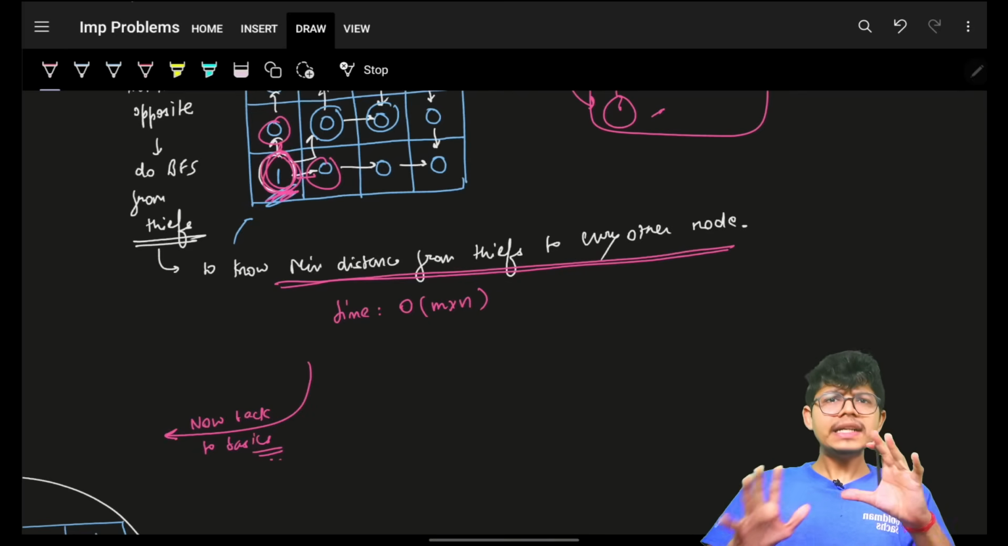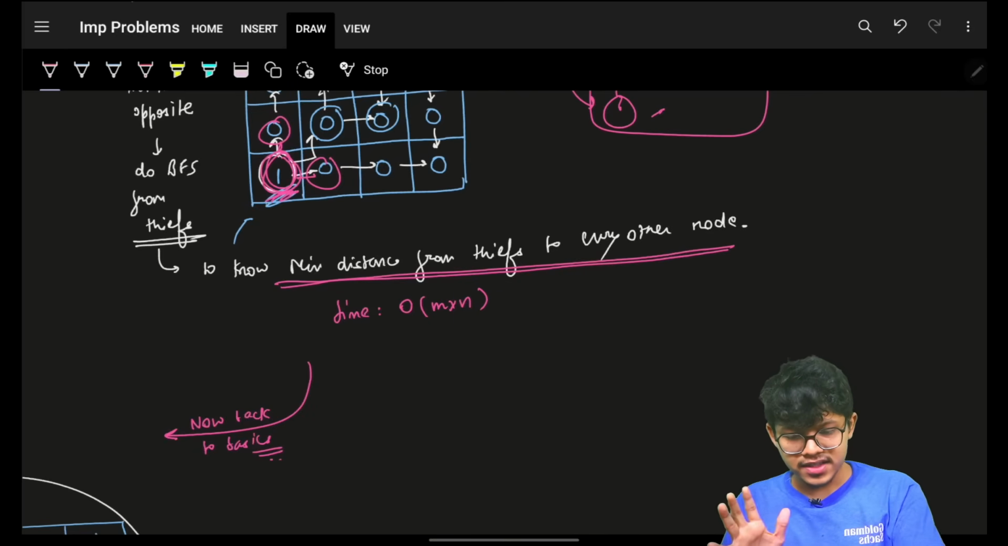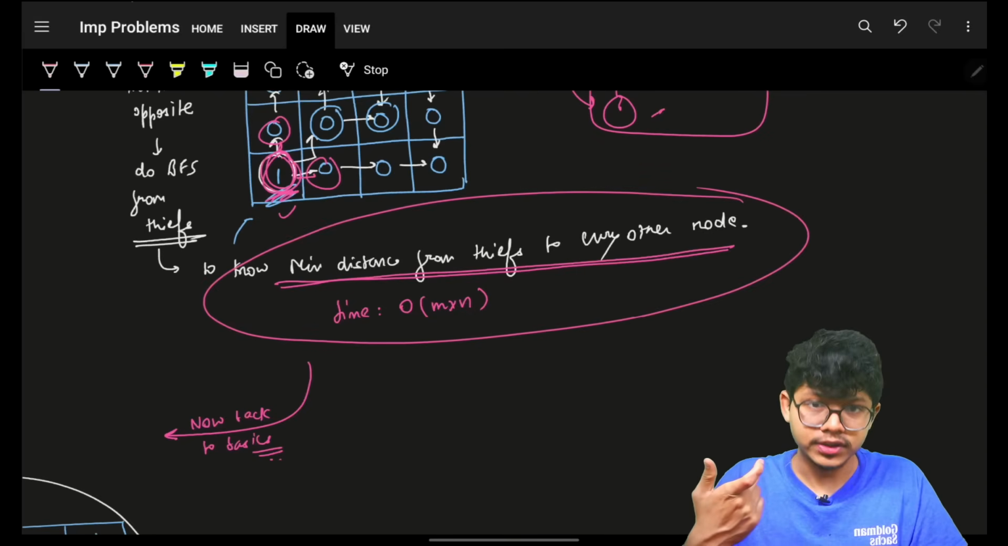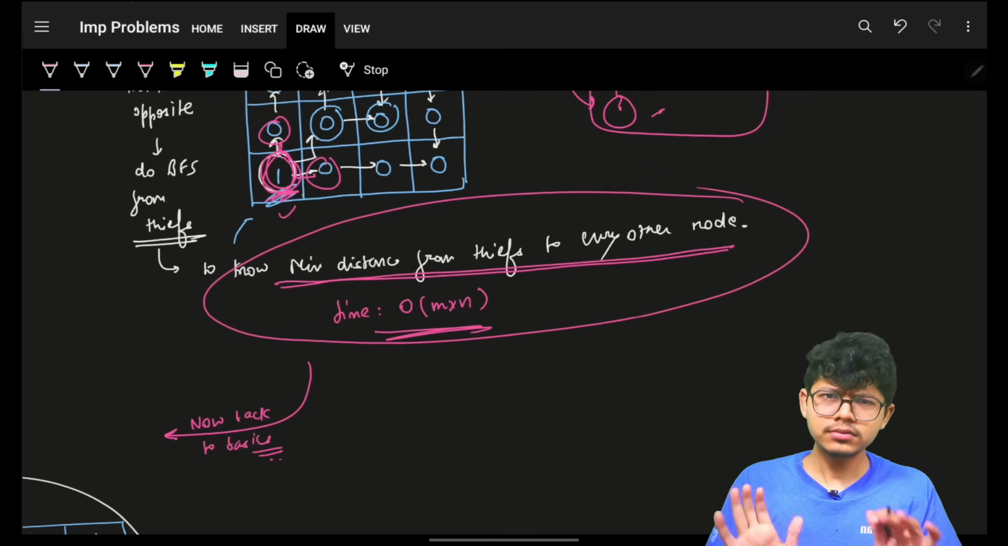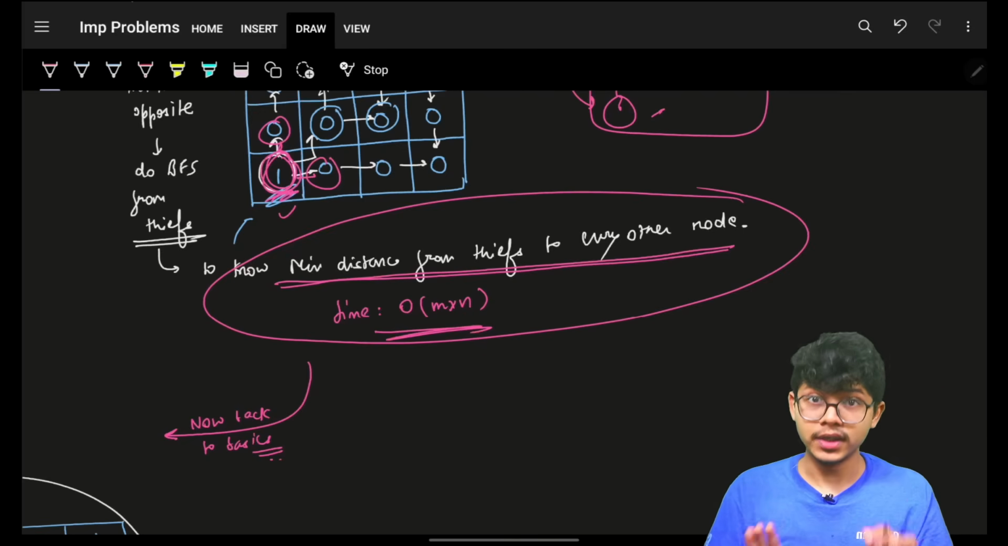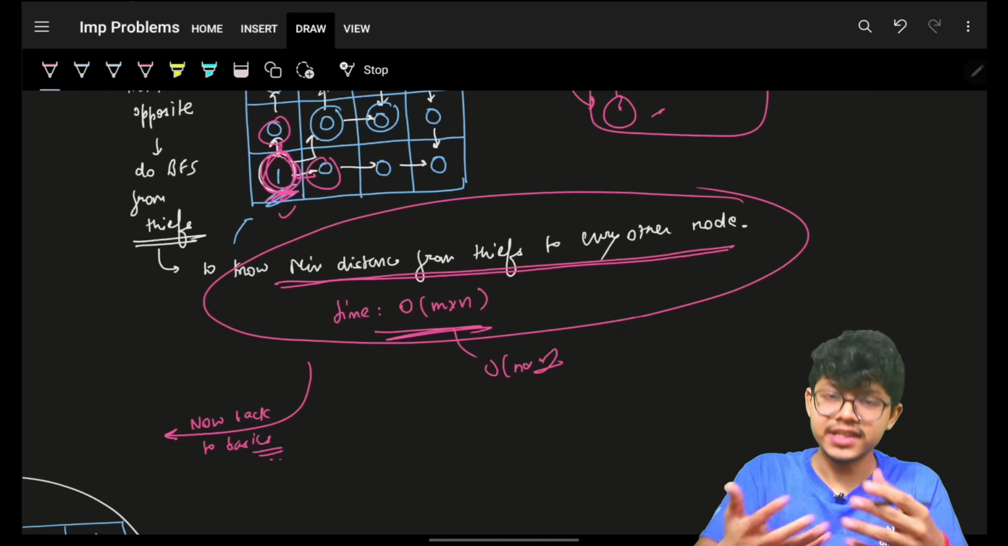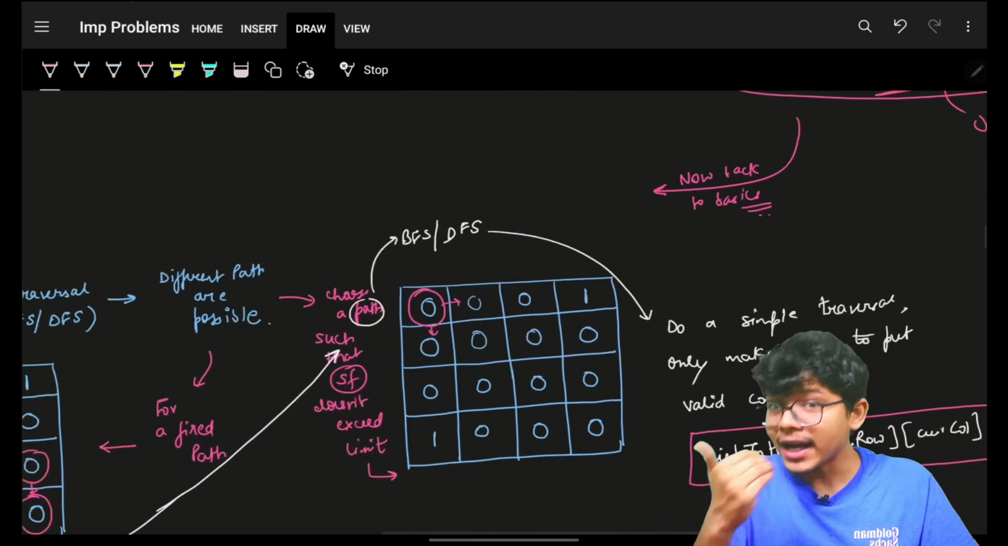So with the help of multi-BFS traversal, we realize that we can just start from the thieves and ultimately find the shortest distance to all the nodes, and that can be achieved in O(m*n) time, because for sure the grid size is O(m*n). Again, it is O(n*n), but I'm just showing you for simplicity or for more genericity.